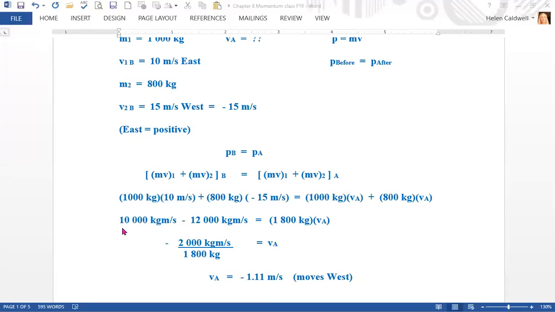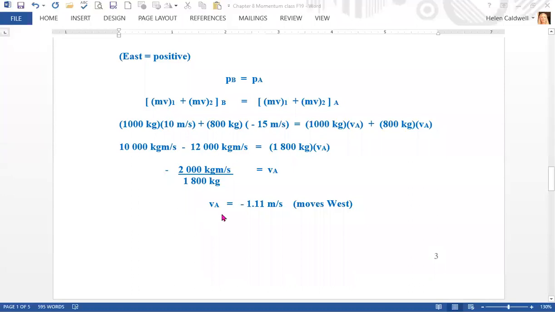So 10,000 minus 12,000 is negative 2,000. Don't miss the minus sign. Divide both sides by the 1,800. And we have that v after is negative 1.11 meters per second. The negative means it moves west. And you've got to include, if you've set up like east is positive and you end up with a minus, you can't just tell me it's got a negative velocity. You have to tell me it's going west.